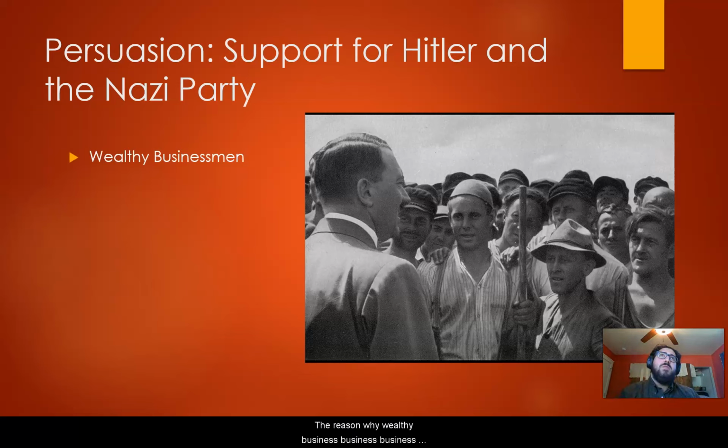Now, the reason why wealthy businessmen really helped support Hitler was the fact that a large part of his rhetoric, a large part of his argument, was anti-communist. And a lot of the businessmen and those who were in charge of economics in the country were afraid because communism was going to take away their money, or the communists wanted to steal all of their money. So anyone who was against the communists, the wealthy businessmen would want to support. Hitler fit that category nicely.